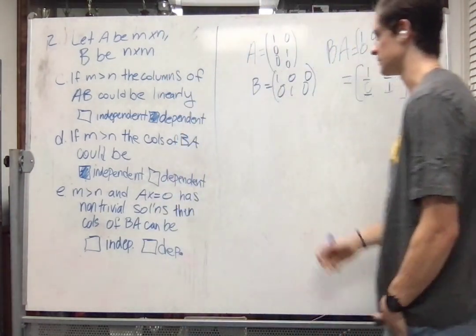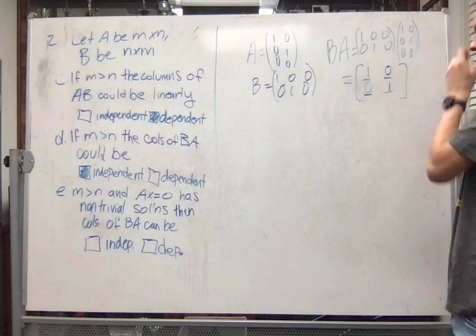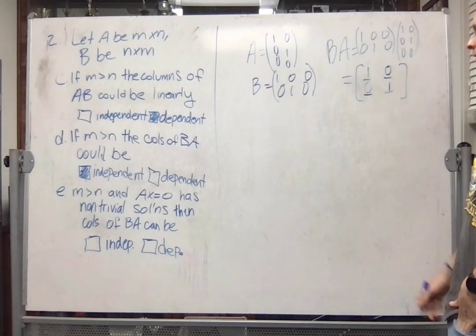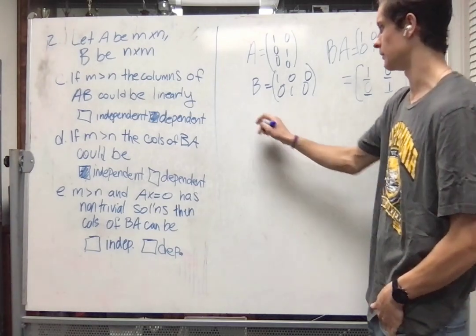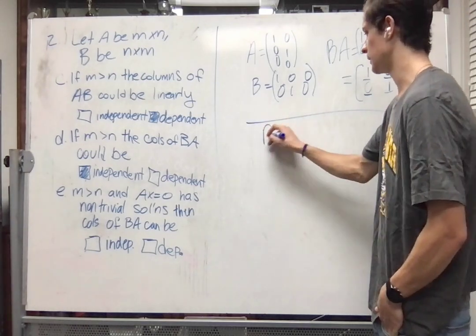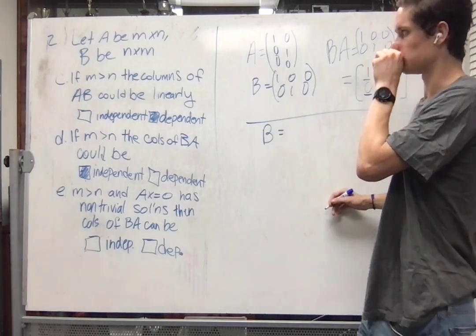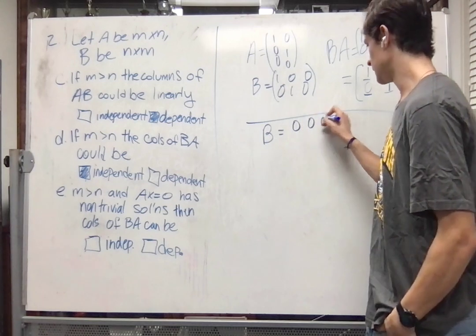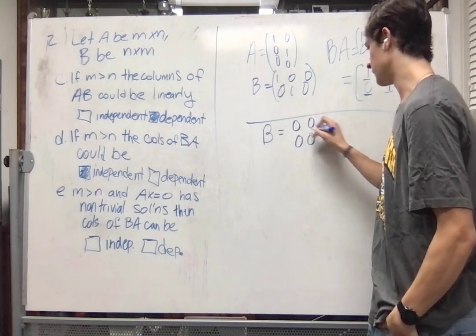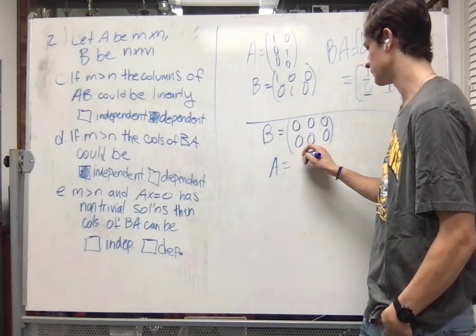And it's not hard to make a case that the columns could be dependent. The way we could do that, we can make either of the matrices just the zero matrix. So if we make B the zero matrix, then we're going to see that BA is going to have dependent columns.